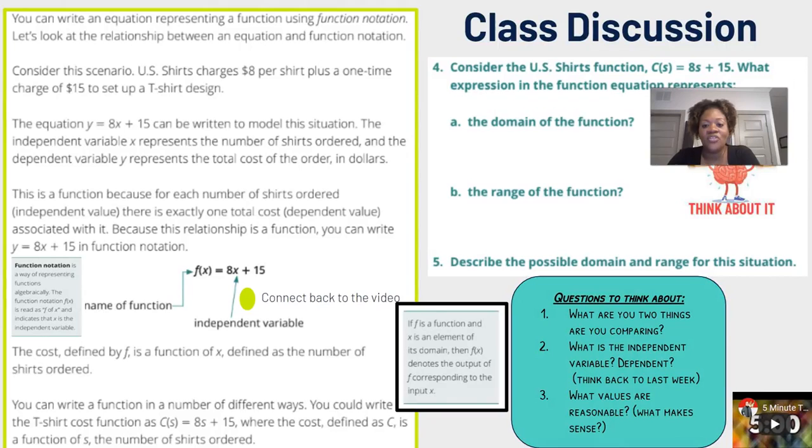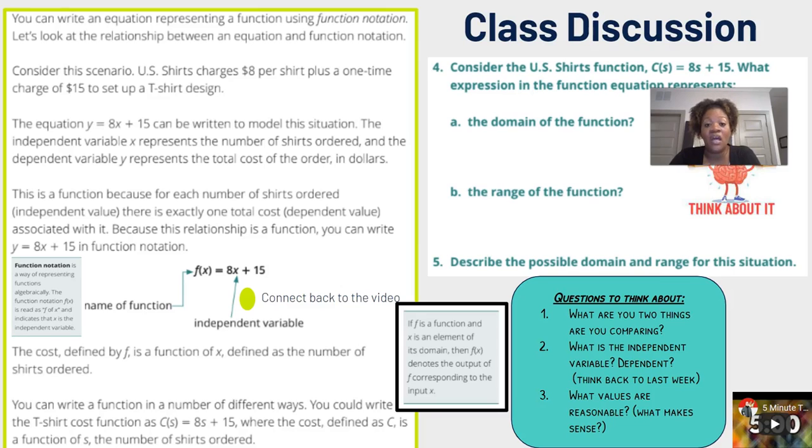Now we're going to move on to question 4, which we'll actually discuss as a class. Question 4 says, consider the T-shirts function, C(S) = 8S + 15. What expression in the function equation represents A, the domain of the function, and B, the range of the function? Remember, domain is x, and it is the independent variable, and y is the dependent variable. Y can also be represented in function notation.